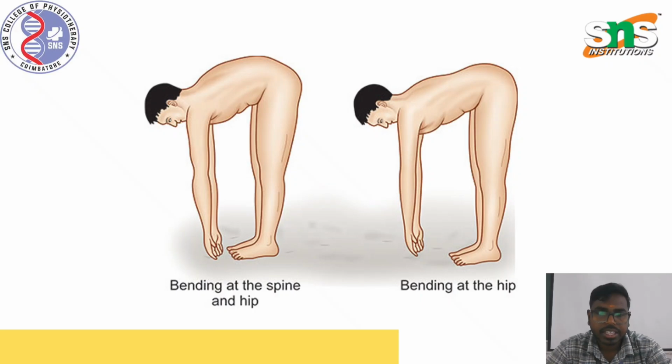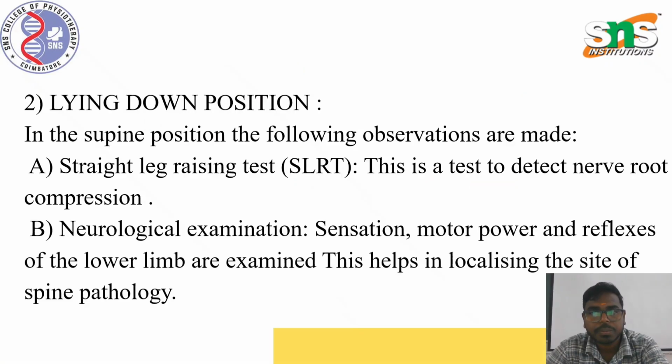This is bending at the spine and hip level, and the second picture shows bending that happens only in the hip region. So it clearly shows the difference between the two pictures. In the first picture, the whole spine is bending down, and the second picture shows the person using only the hip to bend down.